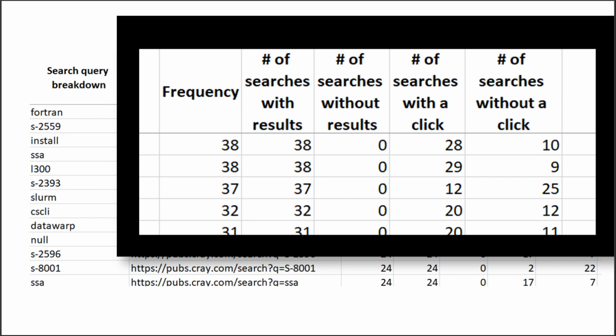And the next one is even more interesting. So this is a doc ID. They found it, and 29 times they clicked, and 9 times they didn't. The third one, install, got 37 hits and 12 engagements. 25 times they didn't engage with the content, so we don't know why.